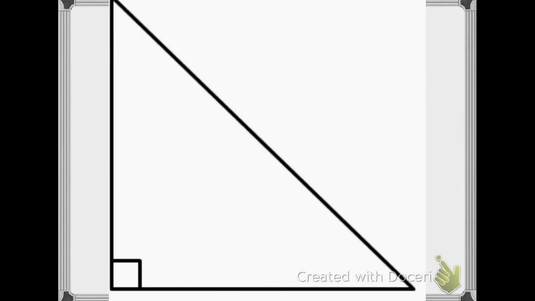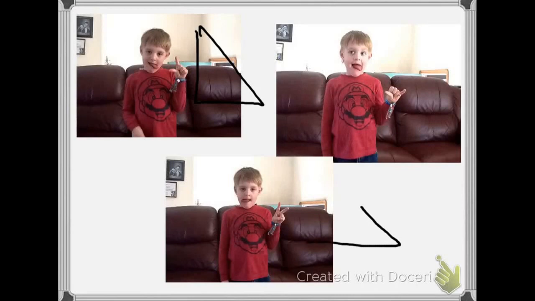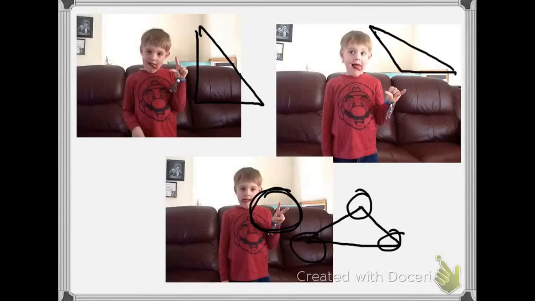When the angle is a right angle and it makes a square corner, we call that a right triangle. So to review, when we have a triangle that makes a right angle, we call it a right triangle. When we have a triangle where all of the angles are acute, we call it an acute triangle because it's so cute, it's small angles. And when we have a triangle where one of the angles is obtuse, we call it an obtuse triangle.